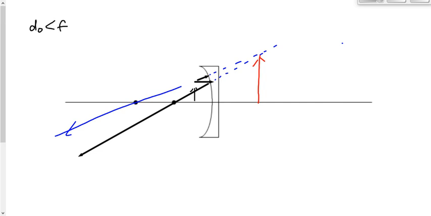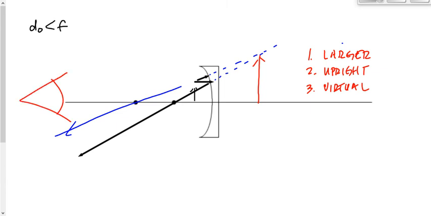We find that the characteristics of this image, it's larger, it's upright, and it's virtual because dotted lines are intersecting. In order to see this one, we'd have to physically stand over here and look into the mirror in order to see it.